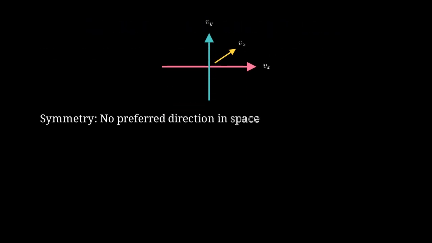Maxwell also assumed spatial symmetry. There's no preferred direction in space for molecular motion, making the distribution spherically symmetric. Now let's see how Maxwell derived his famous distribution function.